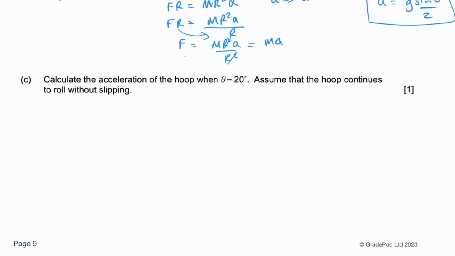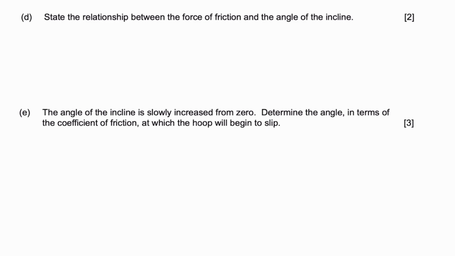C. Calculate the acceleration of the hoop when theta equals 20 degrees. Assume that the hoop continues to roll without slipping. Well, we're going to use this expression up here. g sine theta over 2, which is 9.81 times sine 20 over 2, which gives us 1.68 meters per second squared.